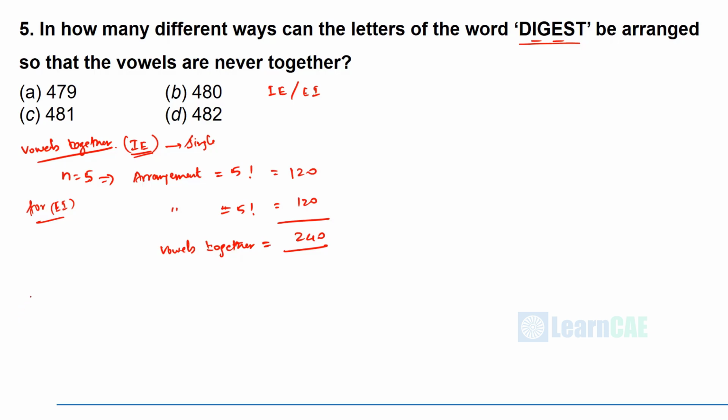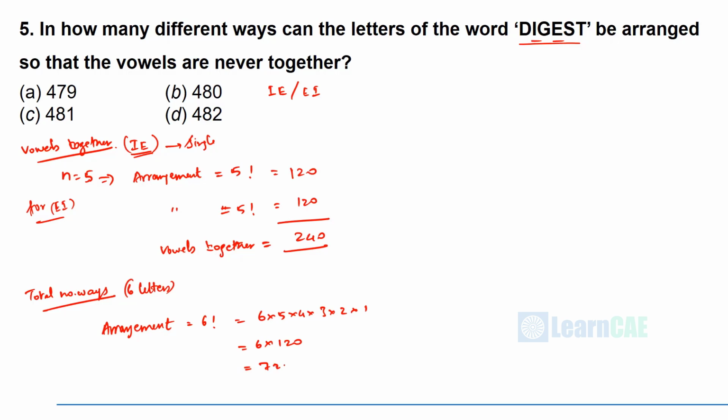Next, what is the total number of ways these 6 letters can be arranged? That is, arrangement is equal to 6 factorial. This is nothing but 6 into 5 into 4 into 3 into 2 into 1. This is 6 into 5 factorial, which is 120. Therefore, it is 720.